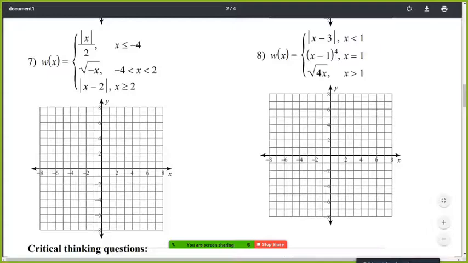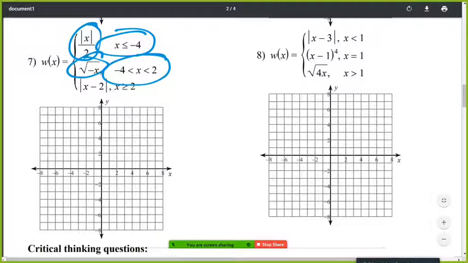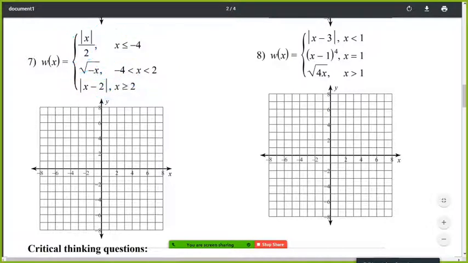So you can make a table and just plug in points on the respective interval. So like for this one, I'm just going to plug in values where x is less than or equal to -1. And then for this one, I'm going to plug in values between -4 and 2. And then for this one, I'm going to plug in values greater than or equal to -2. Alright, so we'll color coordinate this.